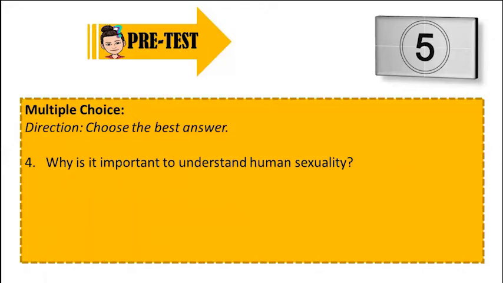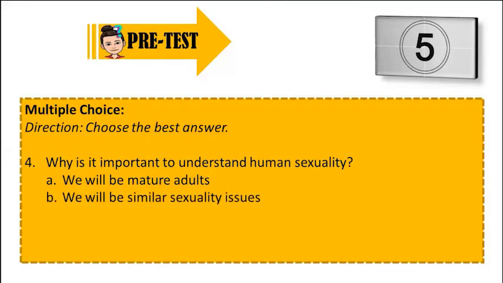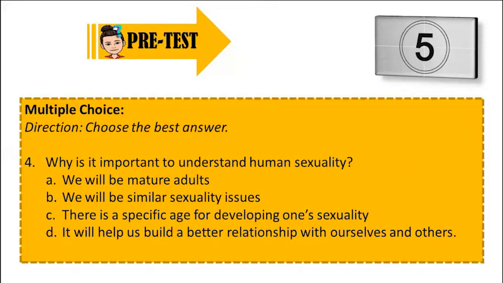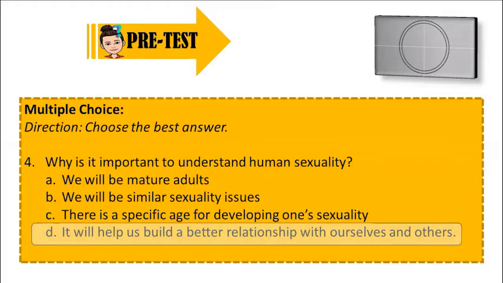Fourth question, why is it important to understand human sexuality? A, we will be mature adults. B, we will be seeing their sexuality issues. C, there is a specific age for developing one's sexuality. D, it will help us build a better relationship with ourselves and others. Your timer starts now. And the correct answer is letter D.